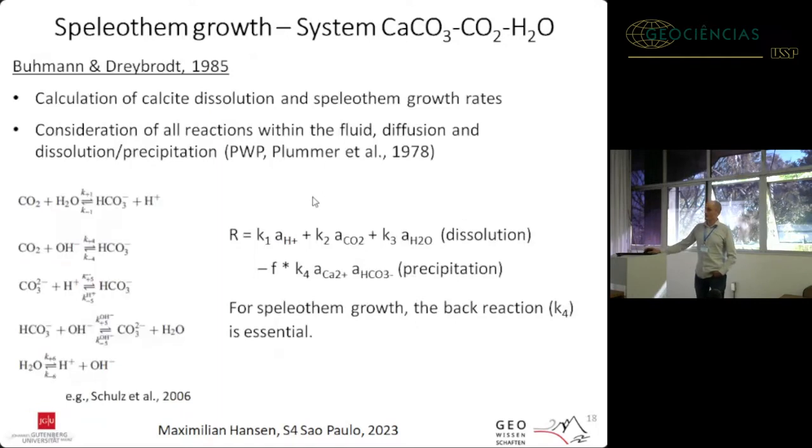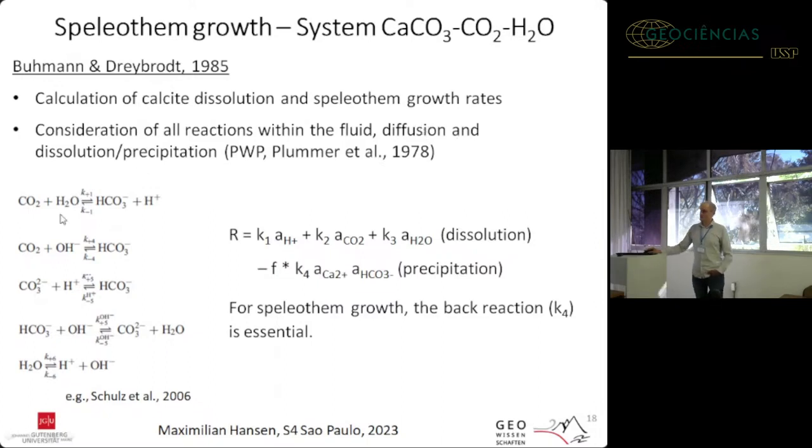And so a lot of these things, like most of the things, have been done by Wolfgang Breitenbach and colleagues. What they basically did was calculate the calcite dissolution and speleothem growth rate based on the work by Plummer et al. in 1978. So this is just considering all the reactions which are taking place in the fluid, like diffusion, the dissolution, and the precipitation.